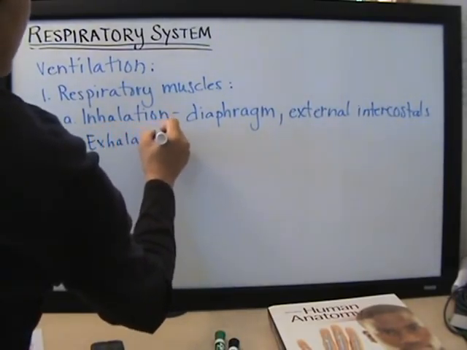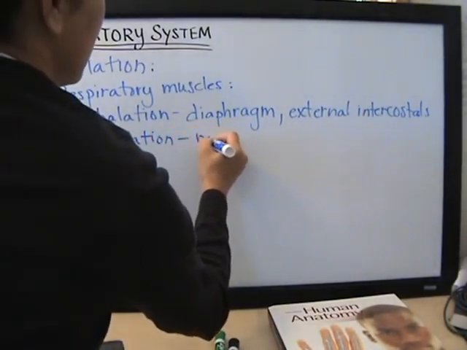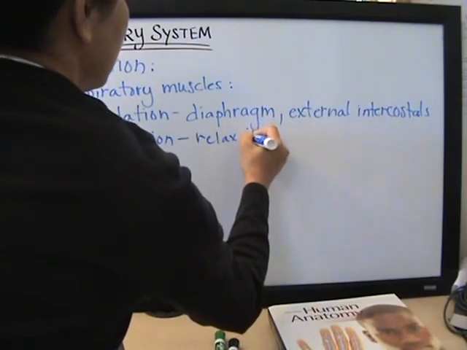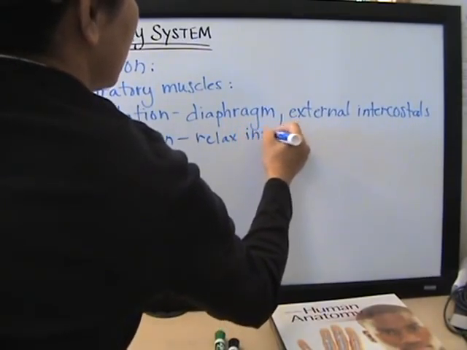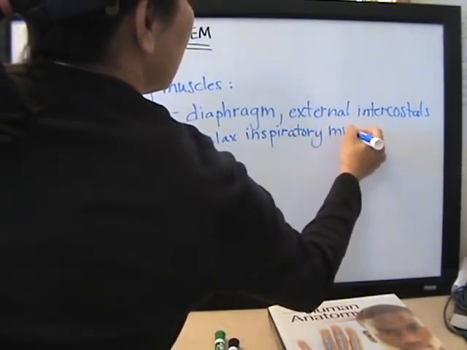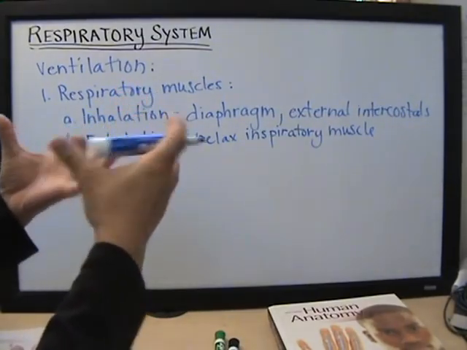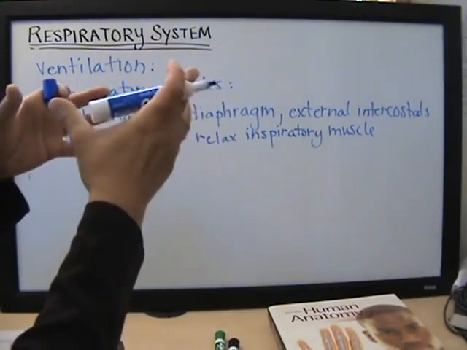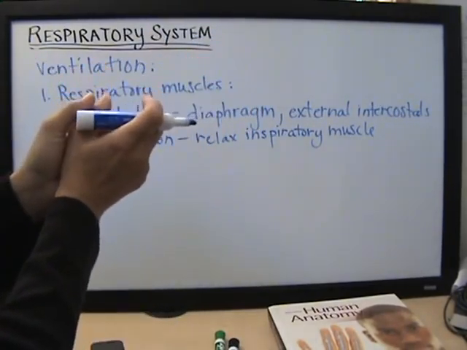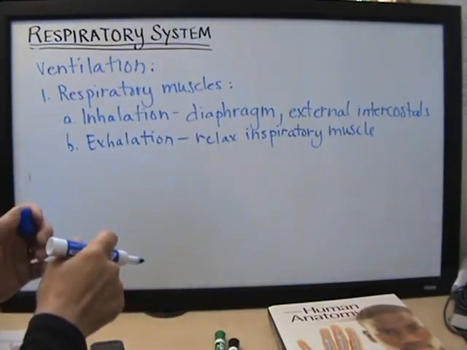Exhalation is a passive process. All you do is you relax your inspiratory muscles, and by relaxing them, the diaphragm and the external intercostals go back to where they normally are, and that increases the pressure, decreases the volume in the thoracic cavity, and causes you to expel air.